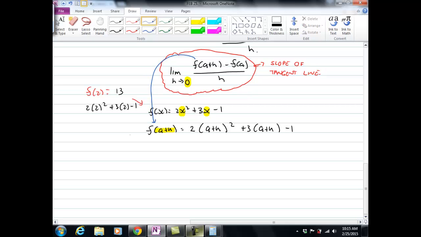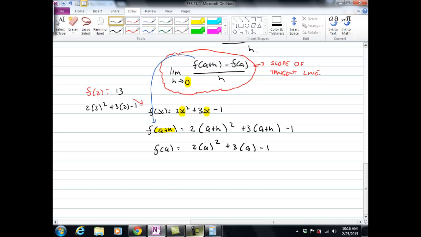The second part to my equation is f of a. Okay? Because it's right here. Now we're talking about minus f of a. Write down what f of a equals. So really this equation has 2 big parts. So f of a really equals 2 times a squared plus 3 times a minus 1. There's the second part to my equation.